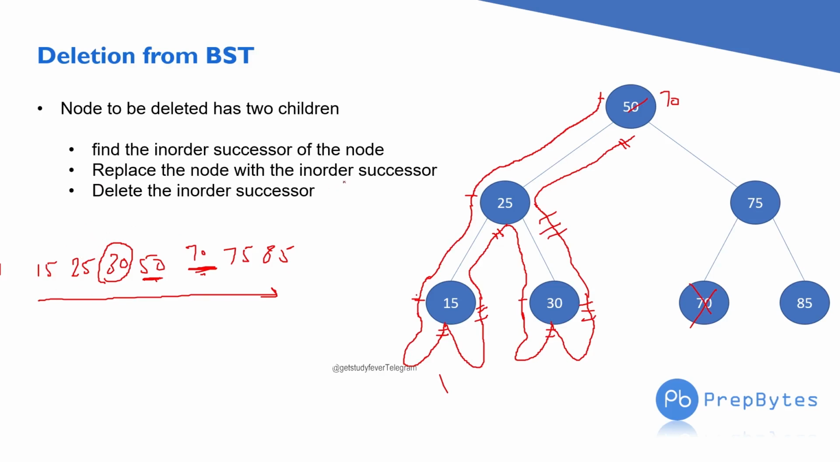So you know the steps now. What are the steps? Find the in-order successor or in-order predecessor. Then simply replace that with the node you want to delete. And then delete the in-order predecessor or successor. This is very simple. So now let me just revise the points that we have seen till now.